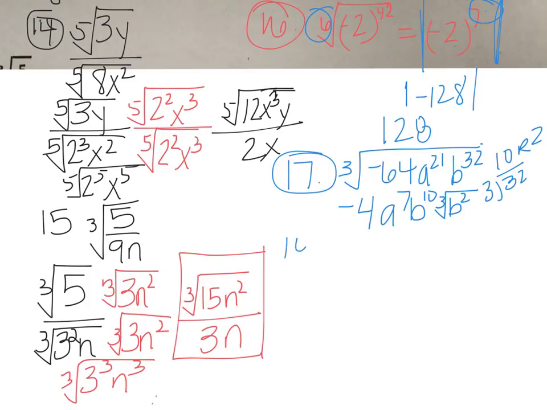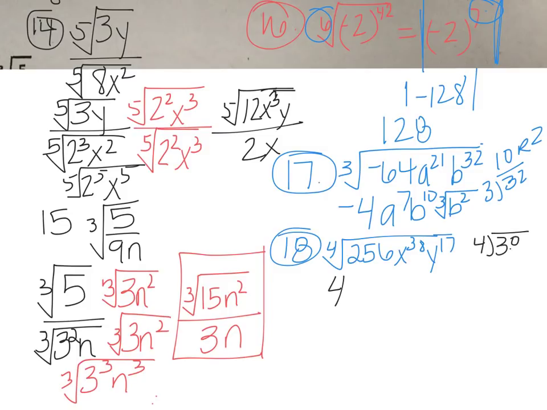Number 18, I have the fourth root of 256 x to the 38, y to the 17th. So the fourth root of 256 is, you should know these. If you don't know these by now, you're going to have a hard time on the test tomorrow. I mean, you could break it down, but you really should have some of the basic ones down. The fourth root of 256 is 4. 4 goes into 38, so we're going to do that again. 4 goes into 38. How many times? 9, remainder 2. So I get x to the 9th. And then inside my radical stays x squared.